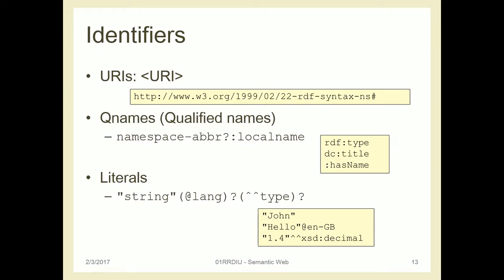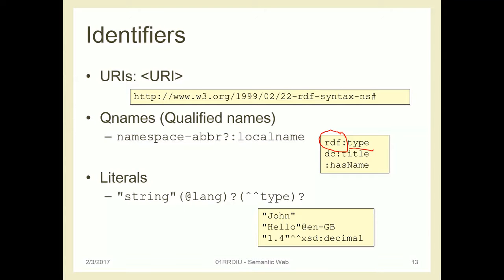The identifiers can be a complete URI or can be a qualified name, in the sense that the URI is abbreviated by using a namespace. The namespace is practically the name of the vocabulary that helps you to express a certain type of property or a certain type of resource. So type is a property that belongs to the RDF namespace, that is the RDF vocabulary, and so on.